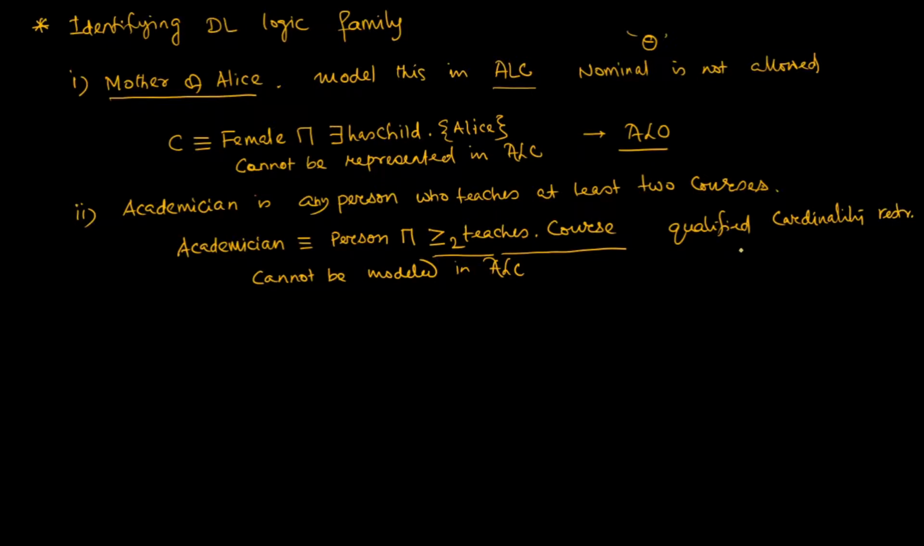And the symbol for qualified cardinality restriction is Q, and that is not available in ALC, right? So what you can say is that it can be modeled in ALCQ, right?